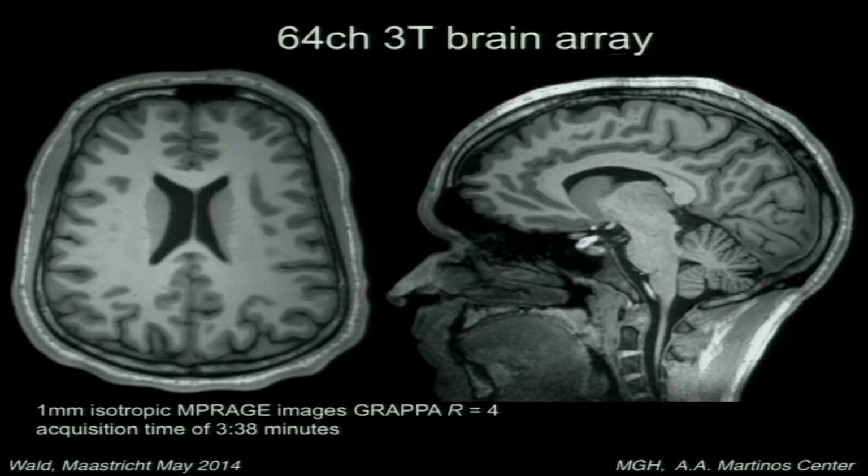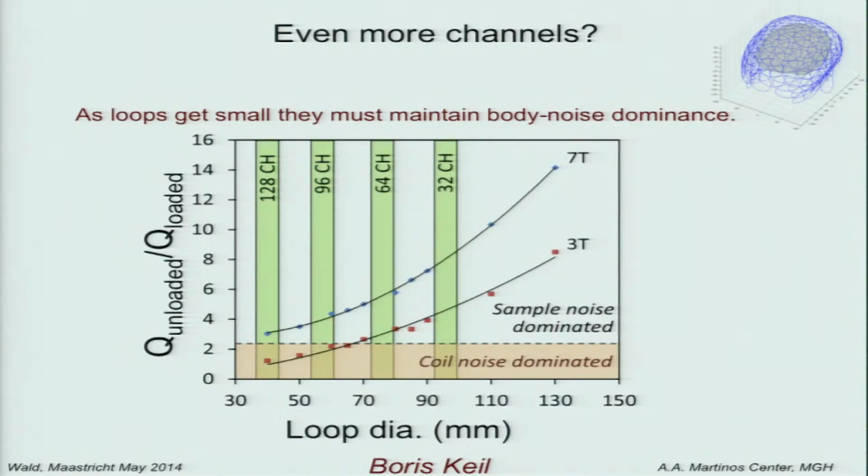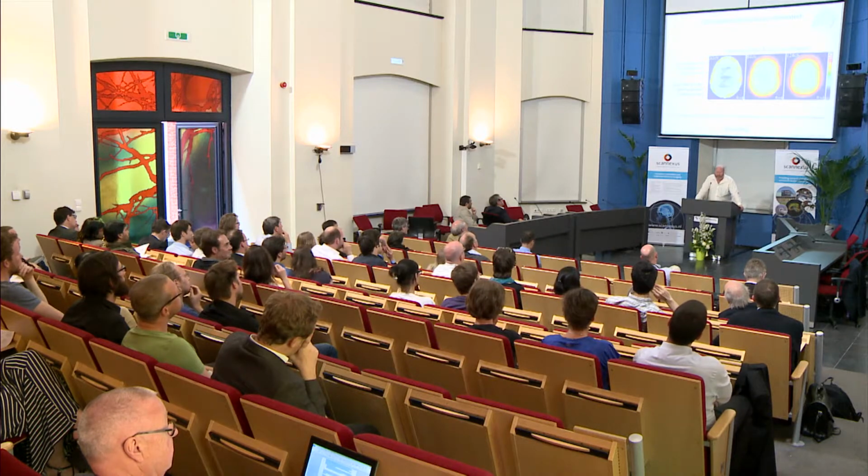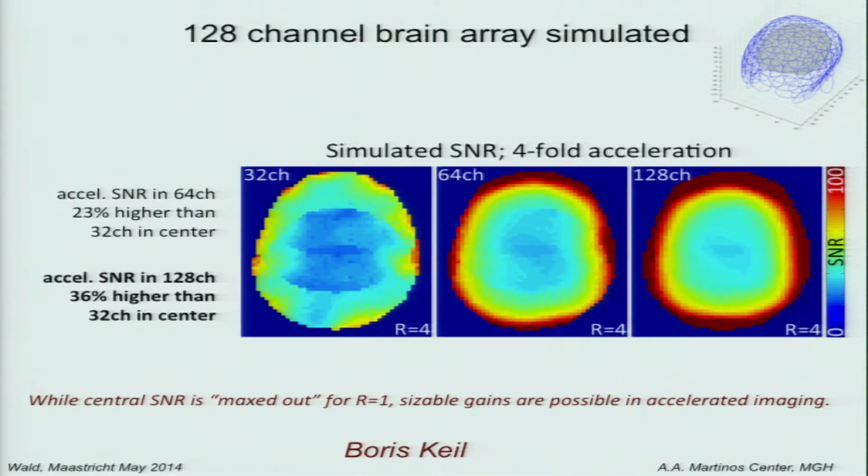This is a 3.5 minute, 1 millimeter MPRAGE, and modeling just shows it gets better as you go to higher field. At 7T, the smaller elements are more fully body loaded. This is a measure of unloaded to loaded Q, showing that 64 channels is just about the limit at 3T. But at 7T, we can go all the way up to 128 channels. Here's a simulation of 128 channels at 7T, showing that same effect. Nice improvement in the outside, but a significant one in the center too, 36% higher. 36%, that's like going from a 7T to a 9.4.